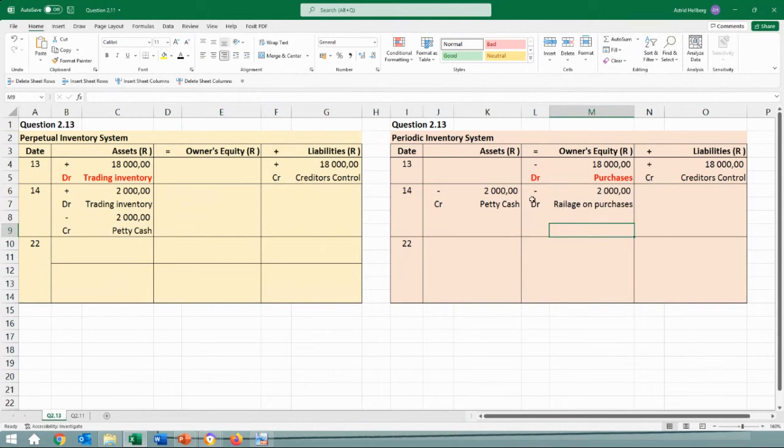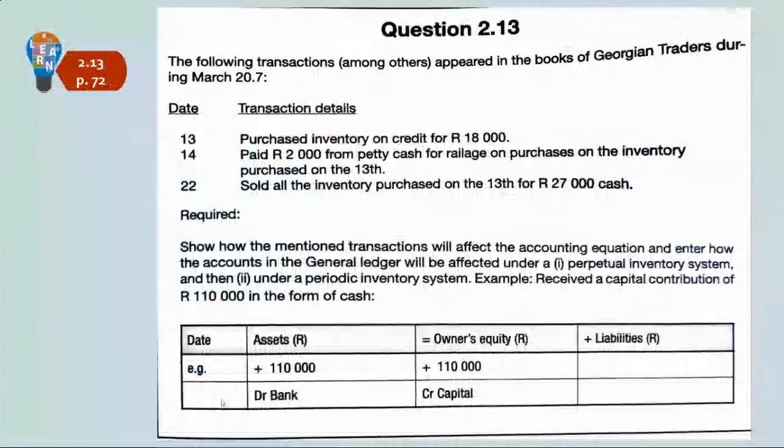So if we look at what the differences are. Under your periodic, we're taking it to the railage on purchases account, whereas under the perpetual, we took it to the trading inventory. So you see the one always goes to the asset accounts and the other one always goes to an expense account. Now let's look at the next transaction and see how that differs.